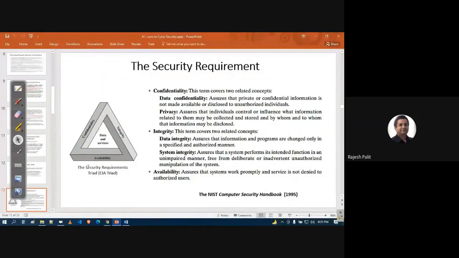So availability, that is keeping the system or the servers available to the users, or providing the service to the legitimate users all the time, or making the service available to the legitimate or genuine users all the time, that is called availability.